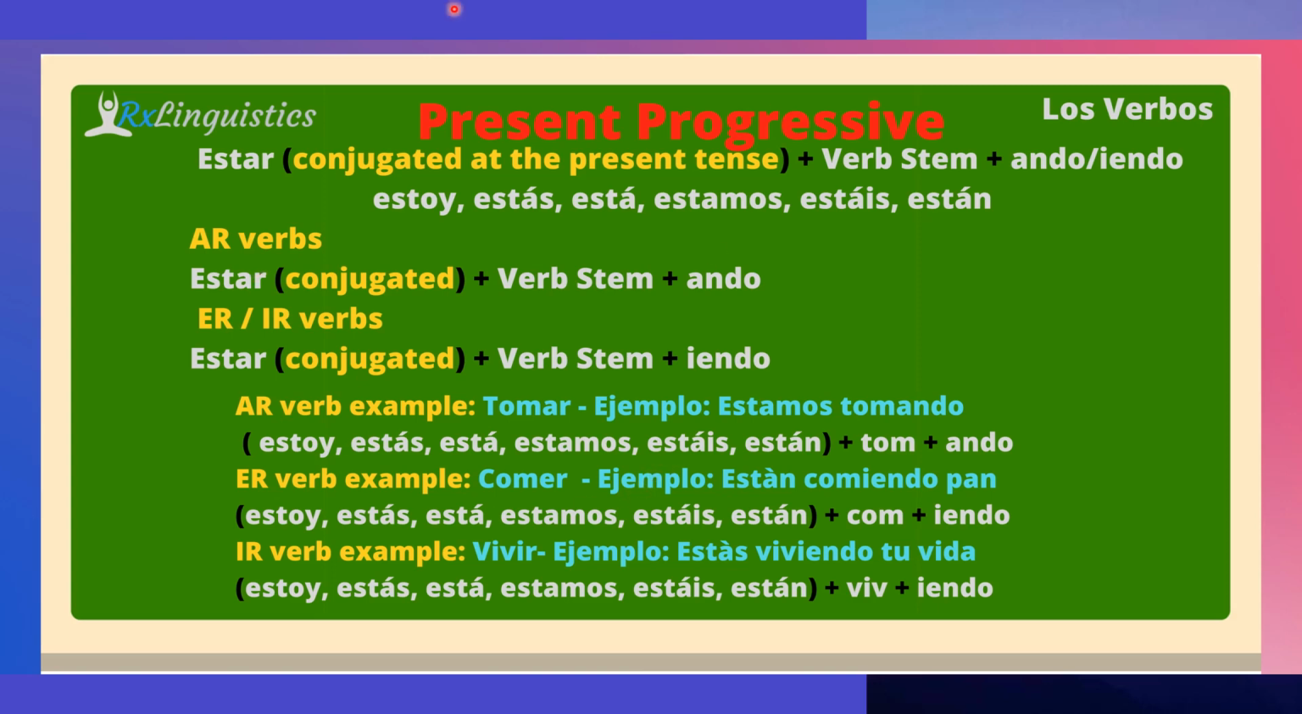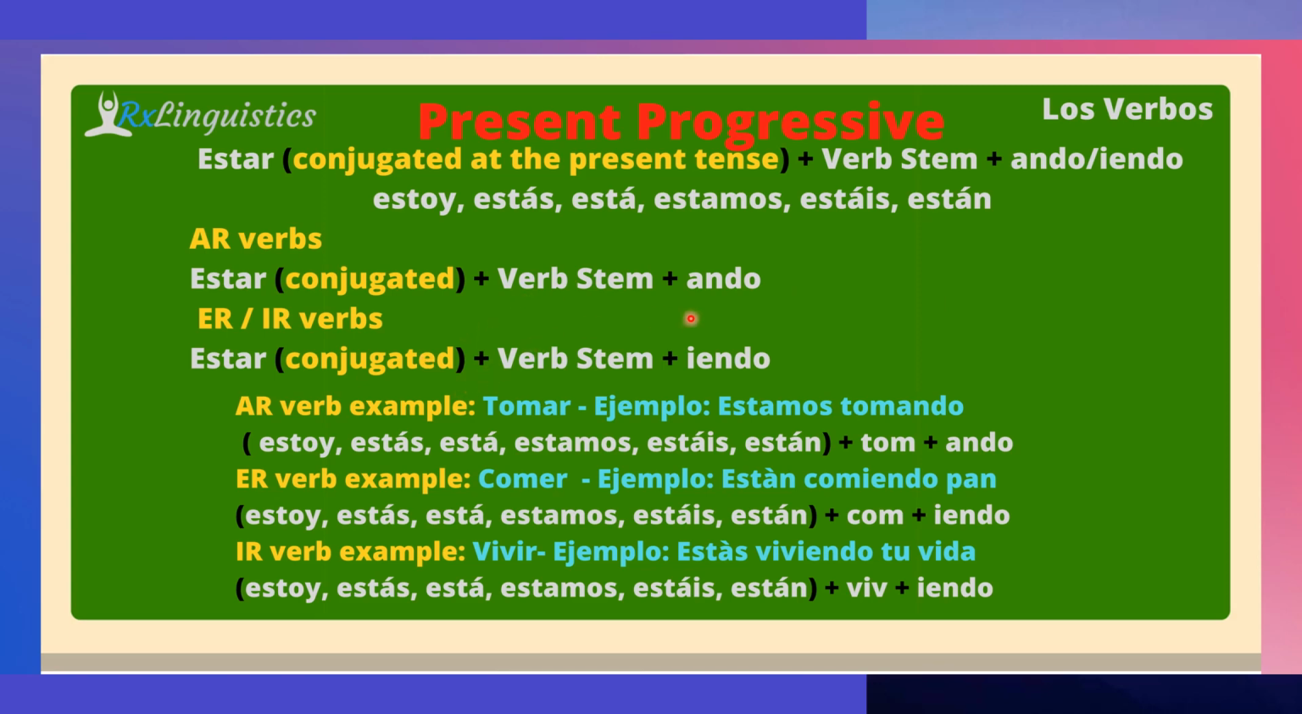If it's a simple past progressive, you will have estar conjugated in the simple past tense. If it's a future progressive, you will have estar conjugated in the simple future tense. Okay? So the other part, the participle, does not change. It just follows. You use the estar conjugation, and then you add the participle.